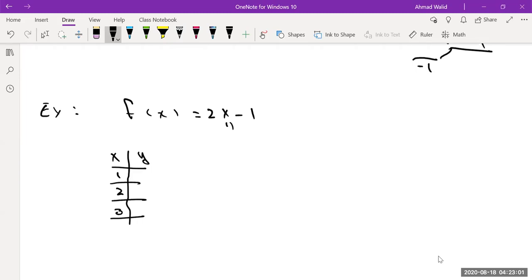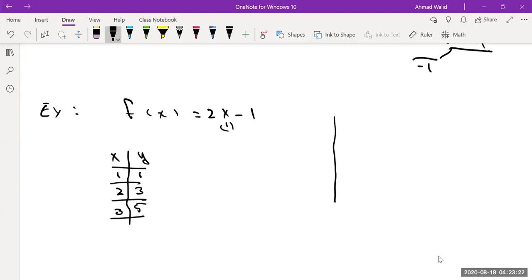When x is 1, if you plug in 1 here, 2 times 1 gives you 2, 2 minus 1 gives you 1. When x is 2, if you plug 2, 2 times 2 gives you 4, 4 minus 1 gives you 3. If you plug 3, 2 times 3 gives you 6, 6 minus 1 gives you 5.